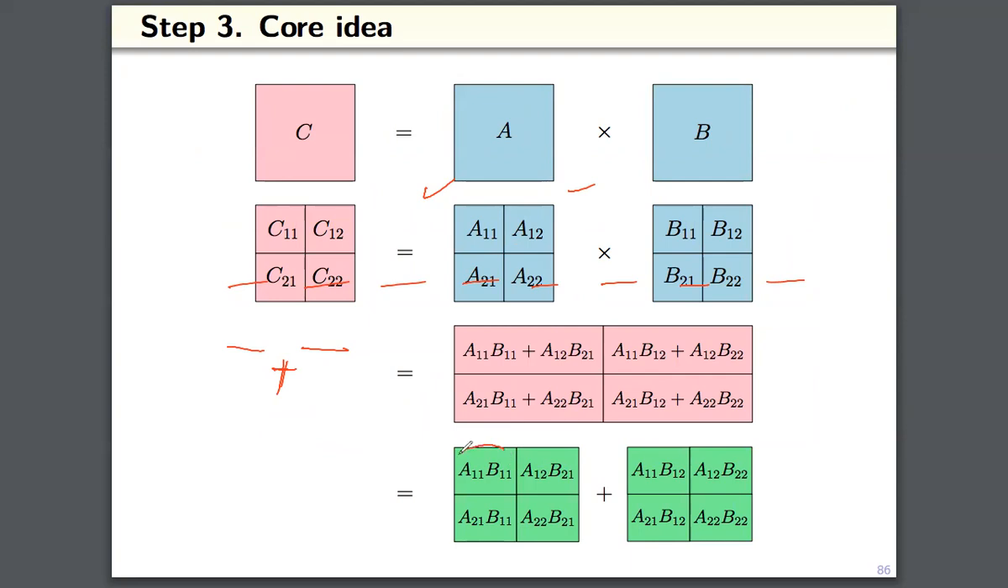See, this is one subproblem. This is one subproblem. You compute them. Assume that this is C11 dash. Assume that this is C11 double dash. If you add them, you get the actual C11, right? That's what we are doing here.